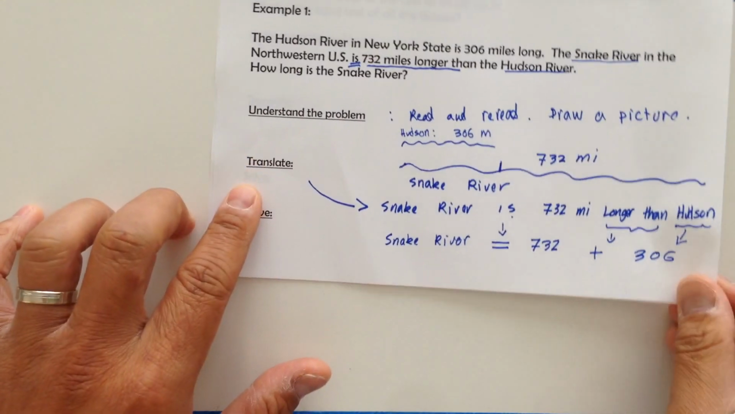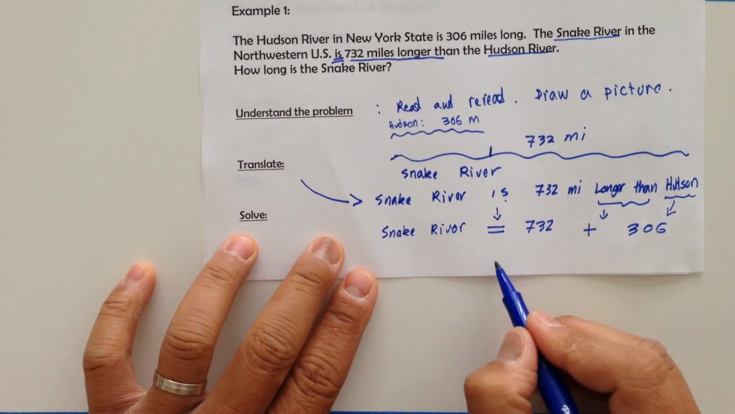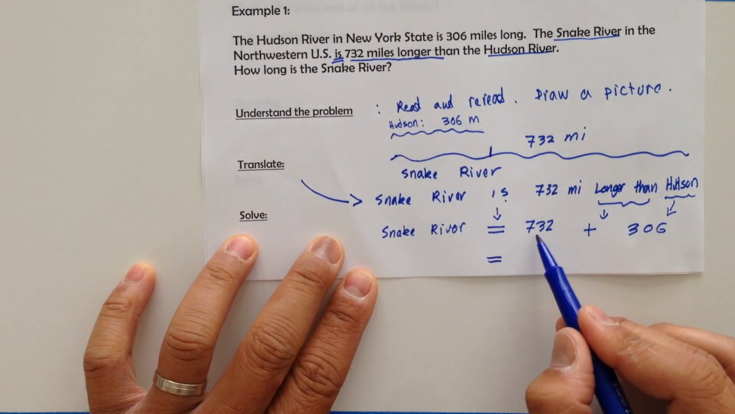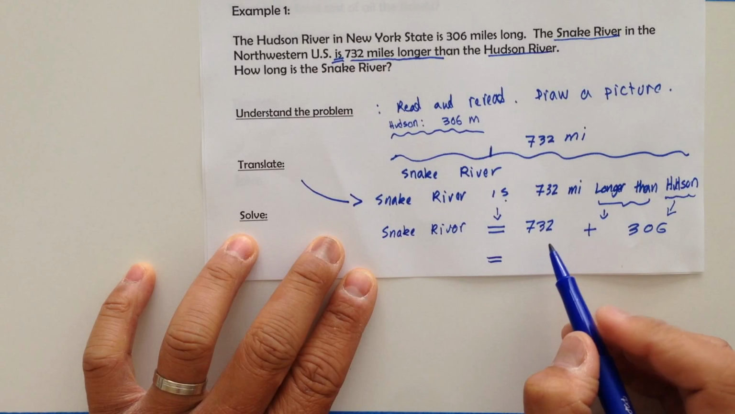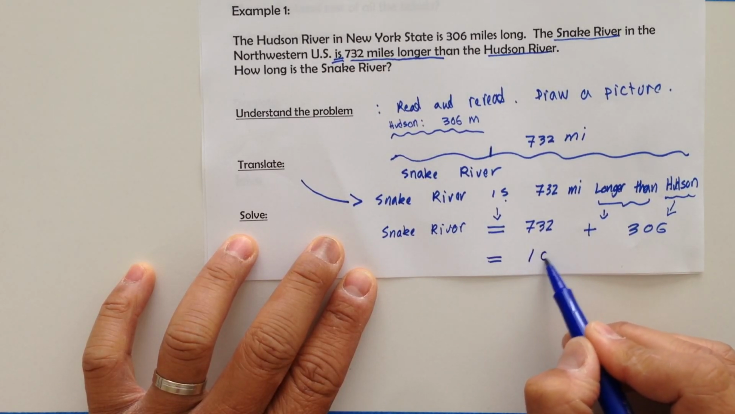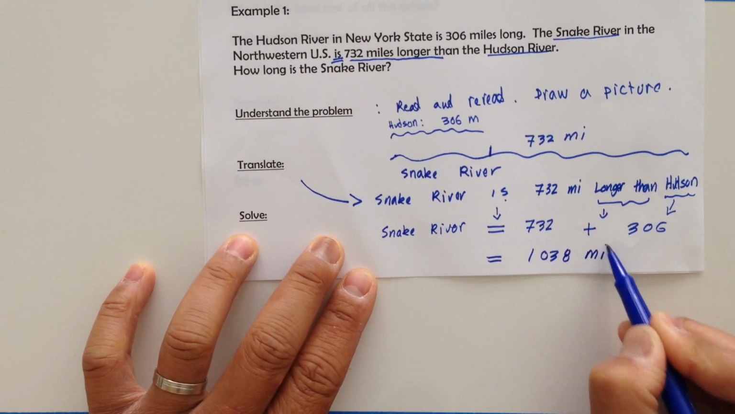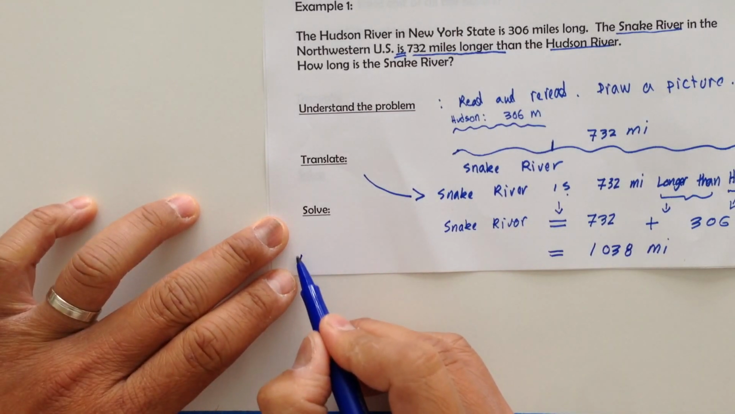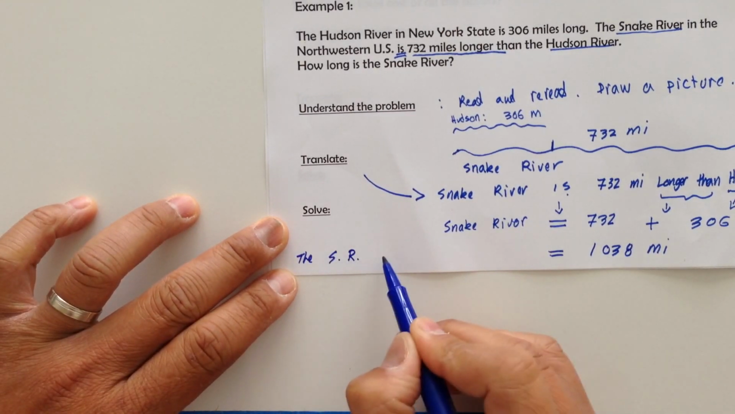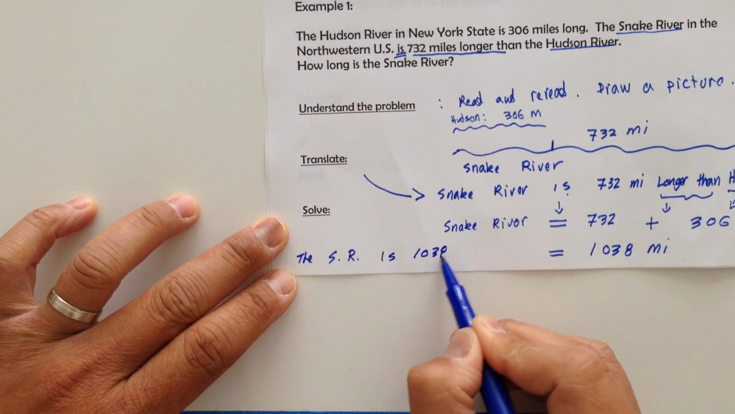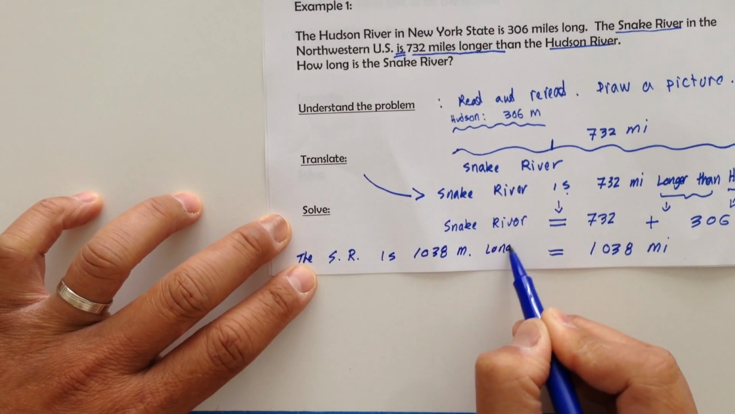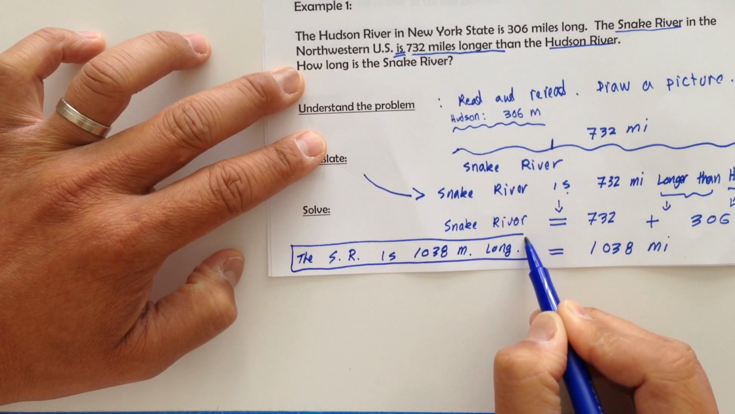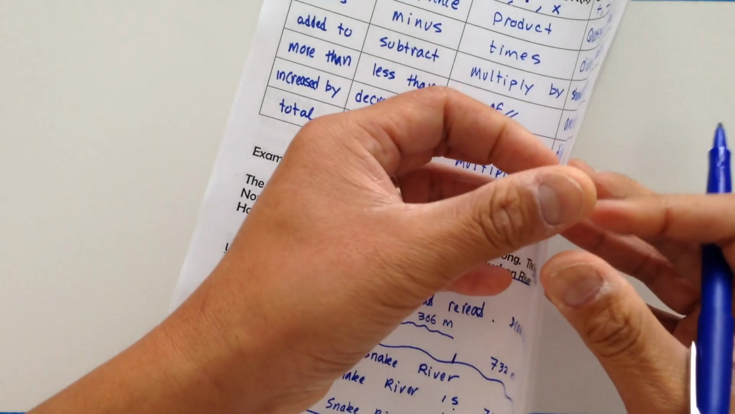So from the translation, we set up an expression, and now from solving it by adding these two together, we're going to see that if we add 732 to 306, we're going to get 1,038 miles. All right, so we finally answer the question, how long is the Snake River? The Snake River is 1,038 miles long. Make sure that you answer the question in a complete sentence. There you go. Let's take a look at other examples.